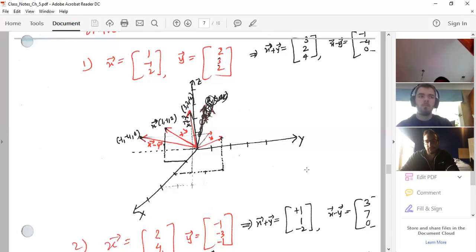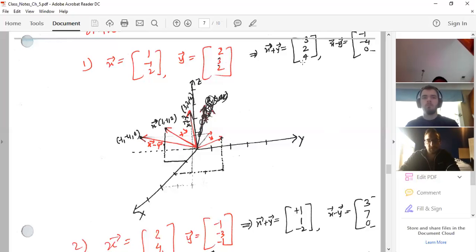So x plus y means add your vector. Your vector y is 2, 3, and 2. What is your x plus y? X plus y is addition, component wise addition. So 1 plus 2 is 3, negative 1 plus 3 is 2, 2 plus 2 is 4. Agree? That means my vector is 3, 2, and 4. And that's what I have over here. Look at here. 3, 2, and 4.